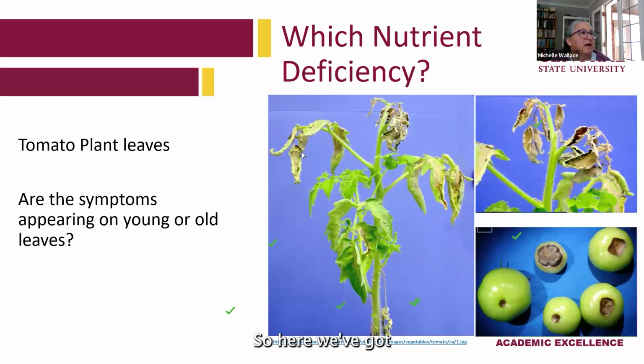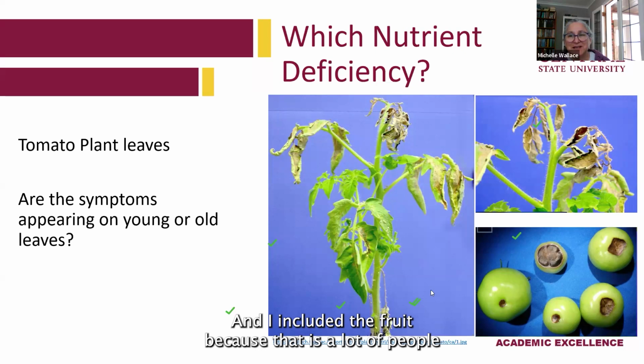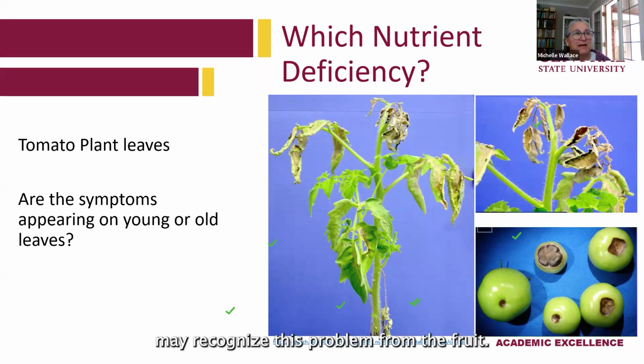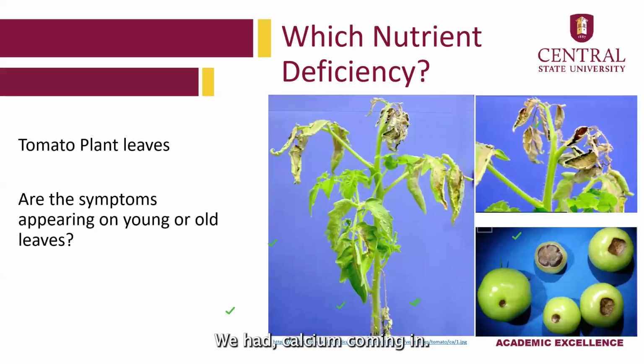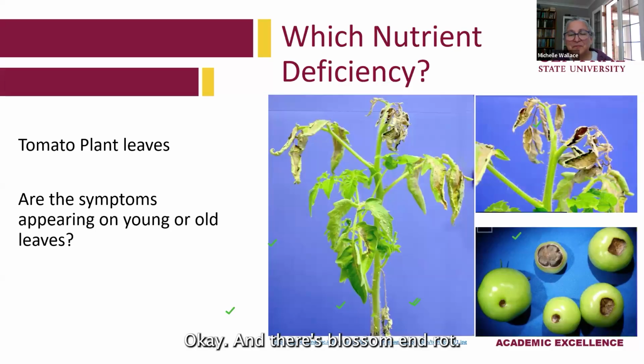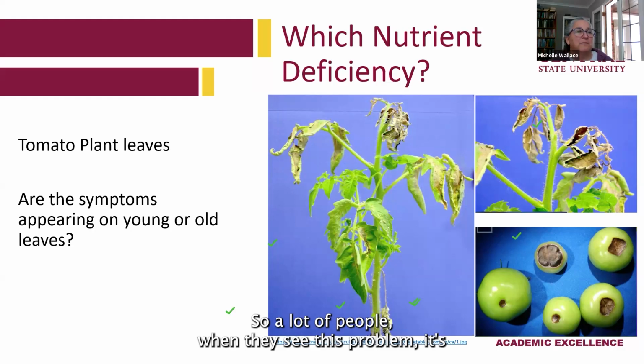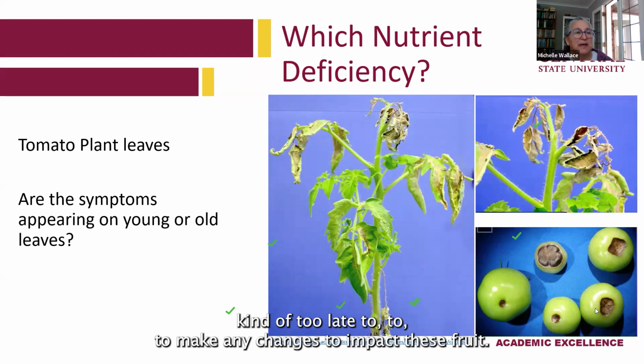So here we've got another example, and I included the fruit because a lot of people may recognize this problem from the fruit. Can any of you recognize this nutrient deficiency just by looking at the fruit? Yeah, we've got calcium coming in. Yep. Okay, and so there's a blossom end rot. Yep, blossom end rot.